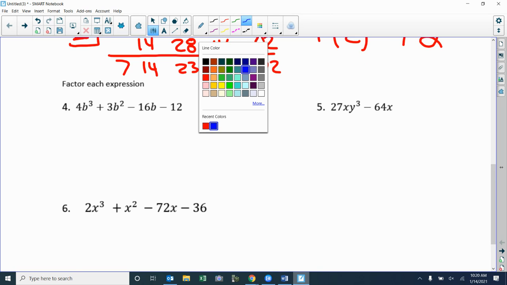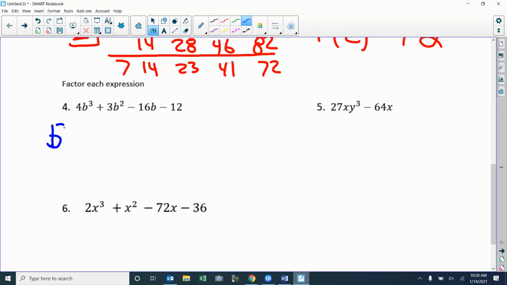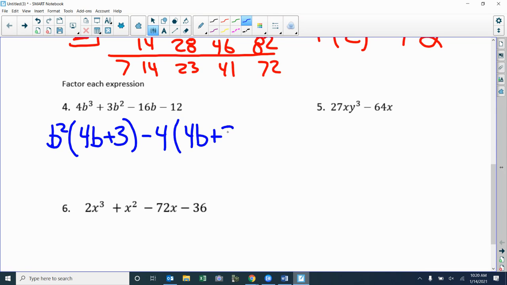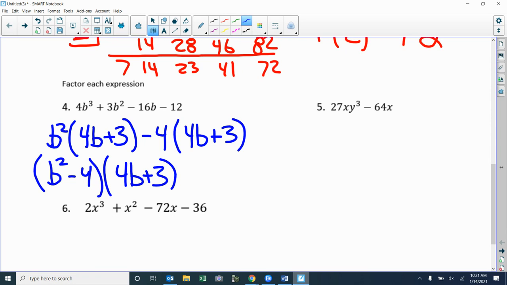We're gonna group this thing up, this first part, we're gonna take out a b squared. We're gonna be left with 4b plus 3. Here we're looking at taking out -4, which would leave us with that same thing. Remember, we gotta try to get the same binomial there. Rewrite b squared minus 4 and 4b plus 3. Now, difference of perfect squares, isn't it?